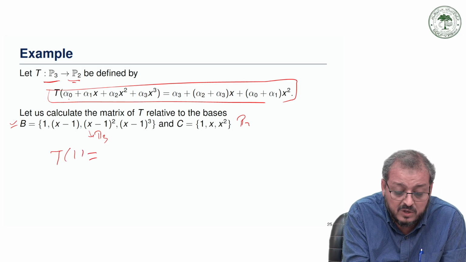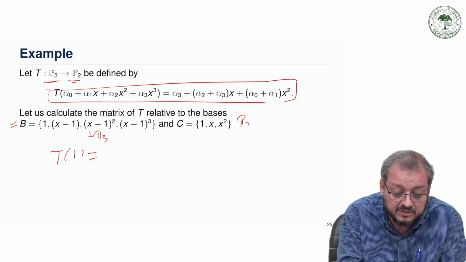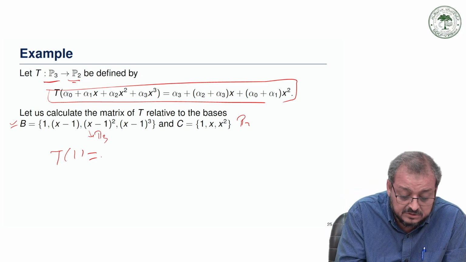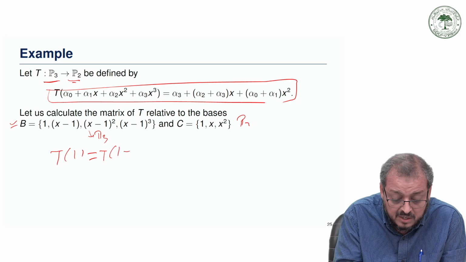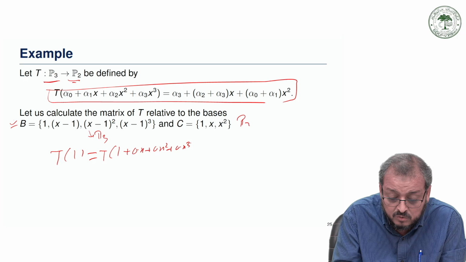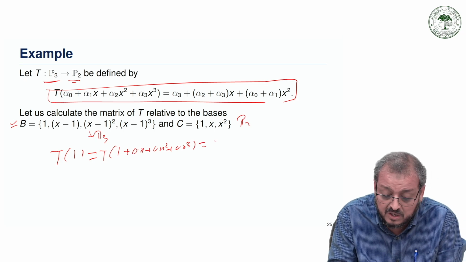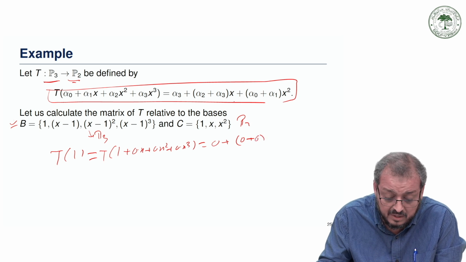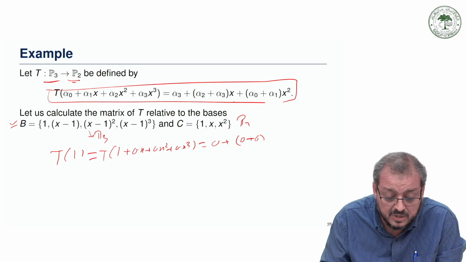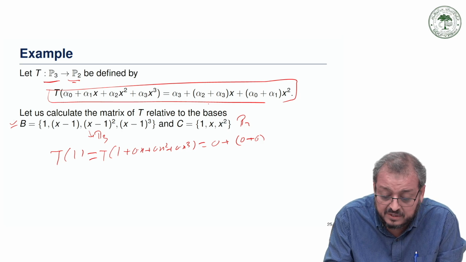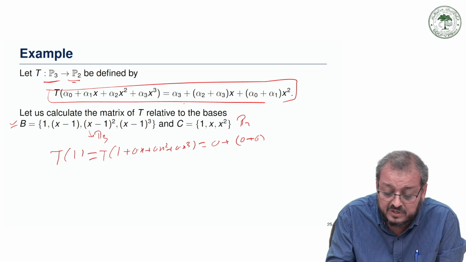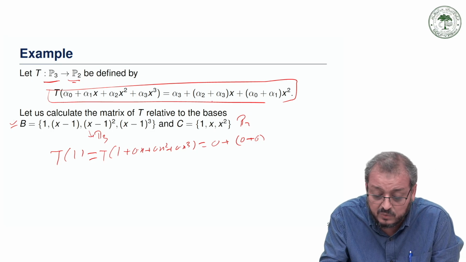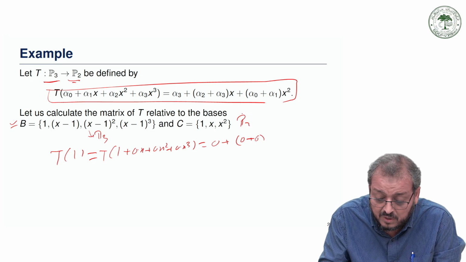Basis of a 1 is defined in this form. This means we have T of 1, which can be written as 1 plus 0 into x plus 0 into x square plus 0 into x cube. So alpha 3 is equal to 0, alpha 2 is equal to 0, and so on, and then we have to write this in this form.